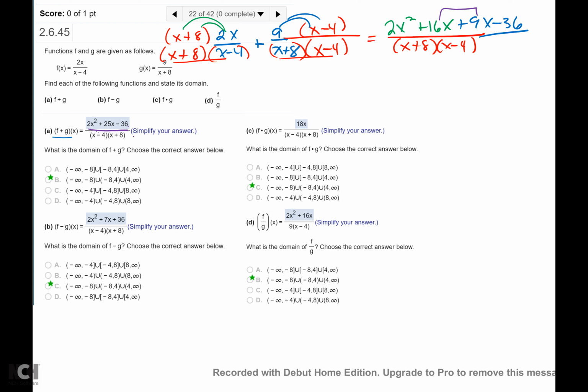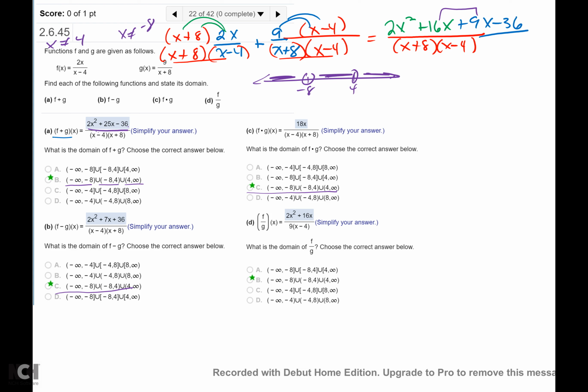Your domain, sorry, should have done that first. My domain of f says that x can never equal 4. My domain of g says that x may never equal negative 8. So for domain, I have to skip negative 8 and 4, but I can color everywhere else, which gives me a domain of negative infinity to negative 8, union negative 8 to 4, union 4 to infinity. And that will work on our sum, our difference, and our multiplication. So you don't have to worry about those on the rest of them.